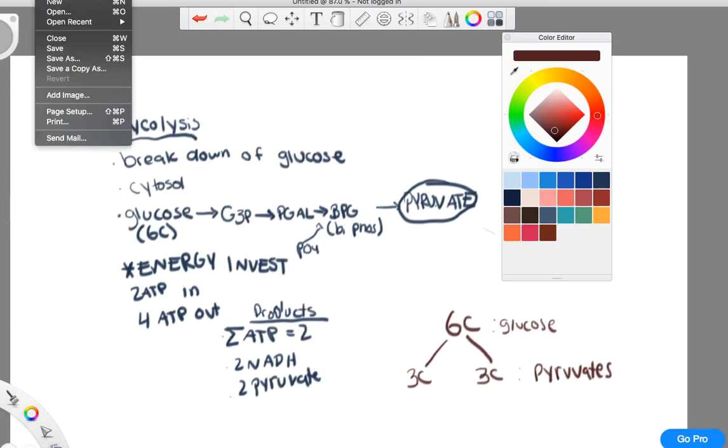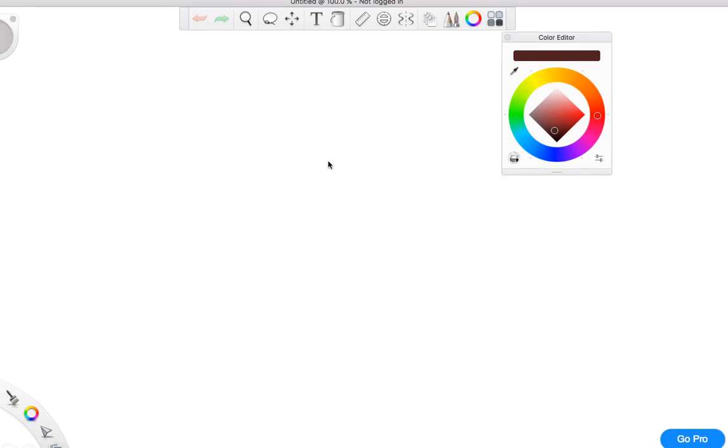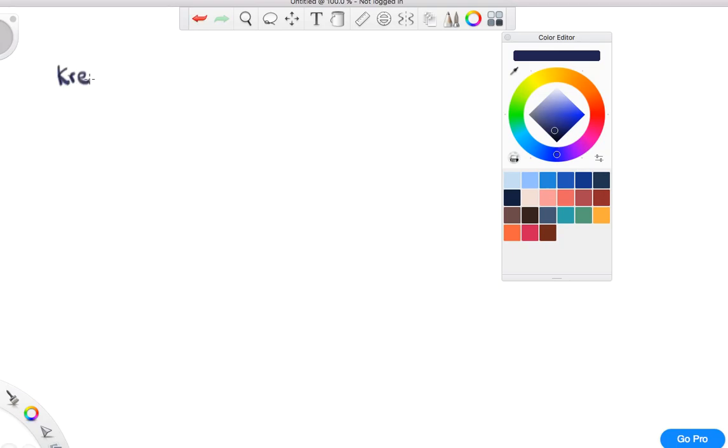So let's go ahead and make a new sheet. All right, so we have now gotten to the Krebs cycle. All right, so here we go, Krebs. All right, so the Krebs cycle is going to take place in the mitochondria. And this is also called the citric acid cycle, TCA cycle.